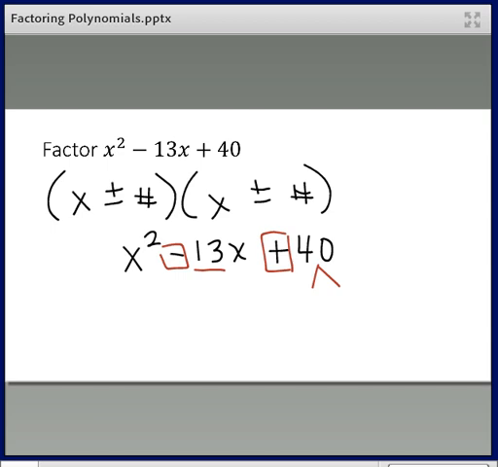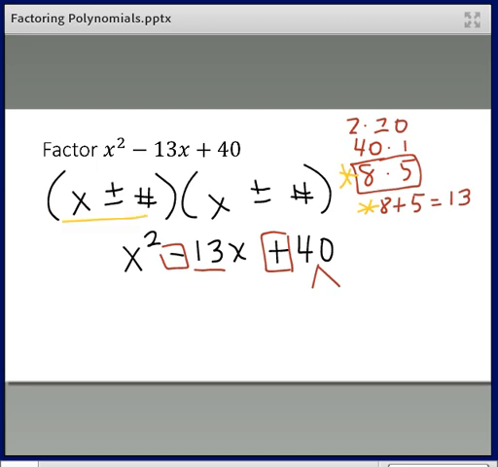So what are some factors of 40? Well, some factors of 40 are 2 times 20, 40 times 1, and 8 times 5. If we look at 8 times 5, that equals 40, and 8 plus 5 equals 13. So these are the factors I want to use, 8 times 5.